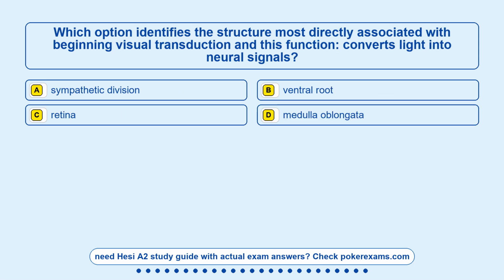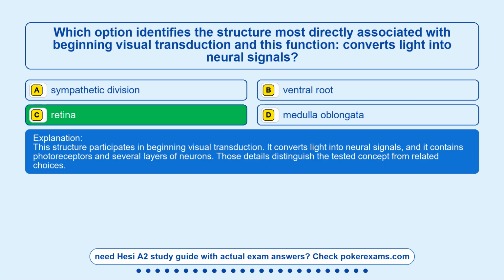Question 22. Which option identifies the structure most directly associated with beginning visual transduction and this function, converts light into neural signals? Option A, sympathetic division. Option B, ventral root. Option C, retina. Option D, medulla oblongata. The correct answer is option C, retina.